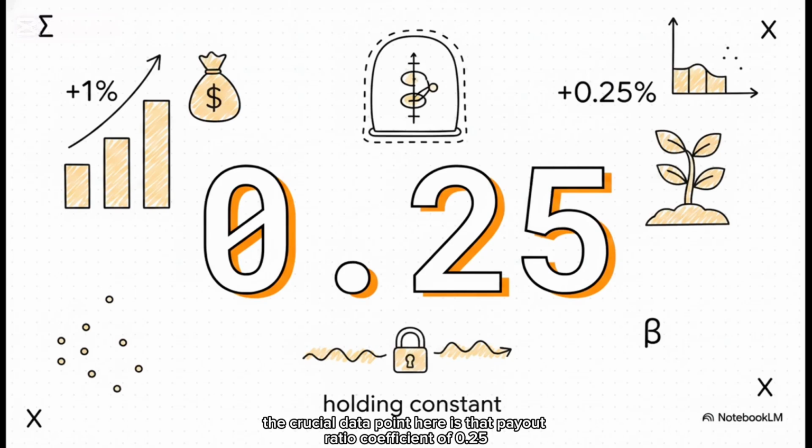The crucial data point here is that payout ratio coefficient of 0.25. In plain English, if the dividend payout ratio increases by 1%, we expect the subsequent 10-year earnings growth to jump by 0.25%. But remember the golden rule. This assumes the yield curve is held strictly constant. You isolate the variable to understand its true power.